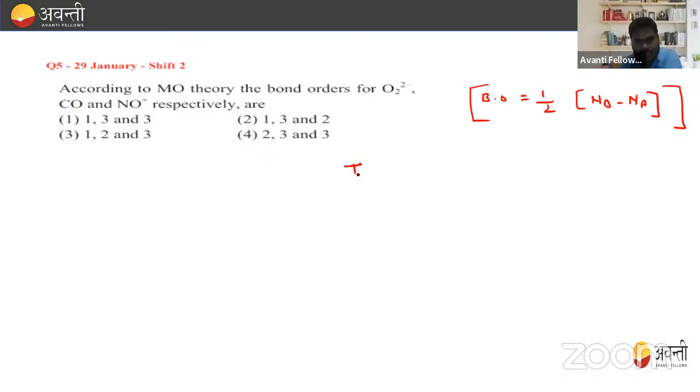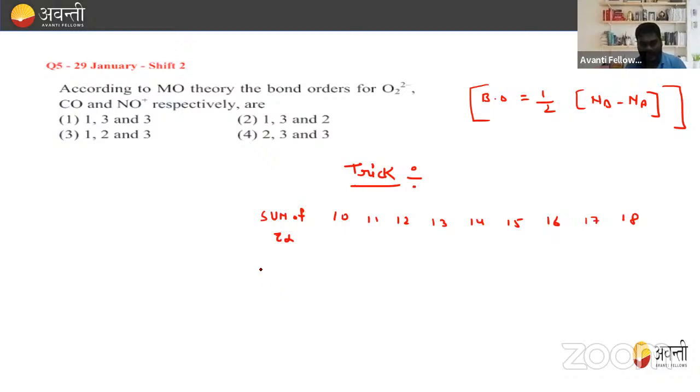Okay. So what is the trick? Please try to learn this trick, how to calculate bond order. For this, we just write the sum of electrons. If the sum of electrons is 10, 11, 12, 13, 14, 15, 16, 17, and 18, just write the bond orders below.